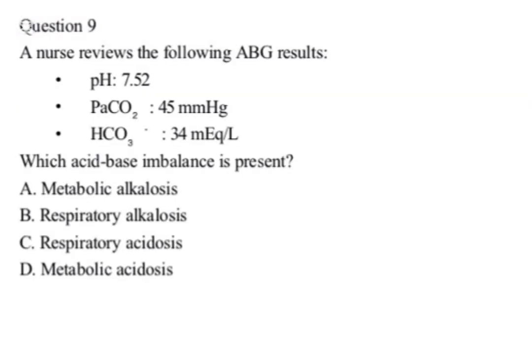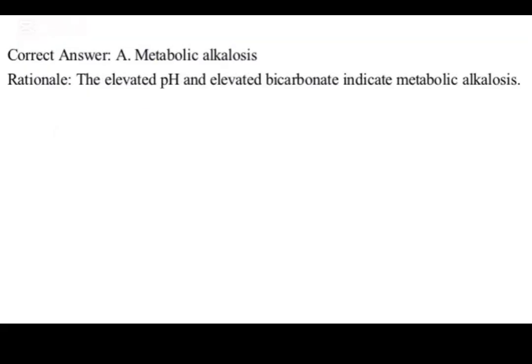Question 9. A nurse reviews the following ABG results. pH, 7.52. PaCO2, 45 mm of mercury. HCO3, 34 milliequivalent/L. Which acid-base imbalance is present? A. Metabolic alkalosis. B. Respiratory alkalosis. C. Respiratory acidosis. D. Metabolic acidosis. Correct answer, A. Metabolic alkalosis. Rationale: the elevated pH and elevated bicarbonate indicate metabolic alkalosis.